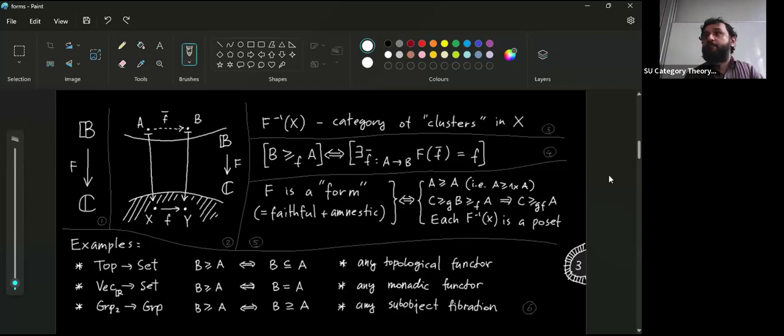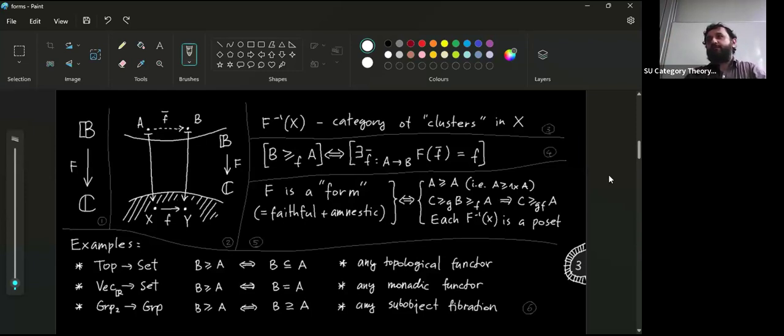Okay. Can you just do it again then? So there are a bunch of concepts I didn't understand. So F inverse of X, the category of clusters in X, what do you mean by that? That's the fiber of the functor. So that's all the objects upstairs. No, I will use the term cluster as a general term for something living inside the fiber. But it doesn't have a technical definition. It's just an object in the fiber.